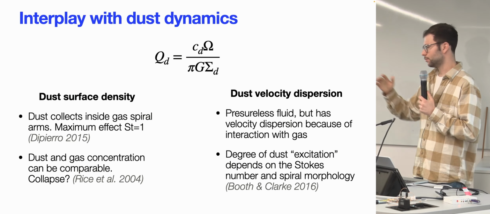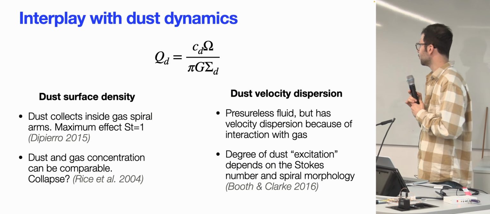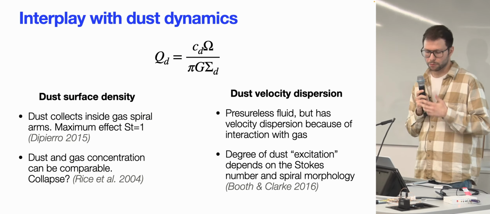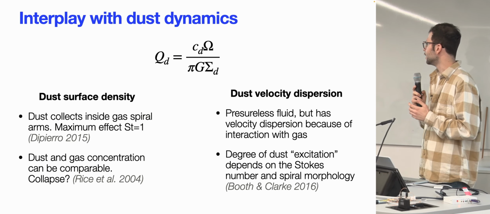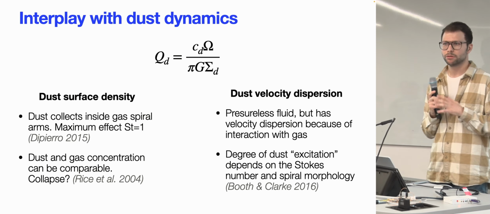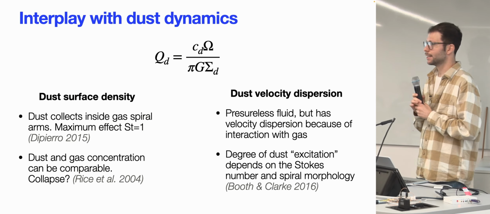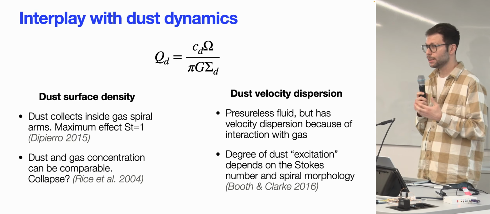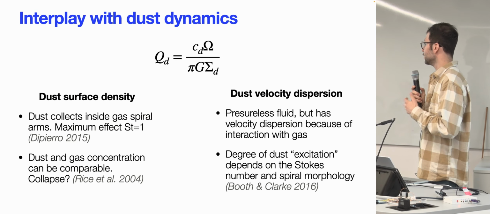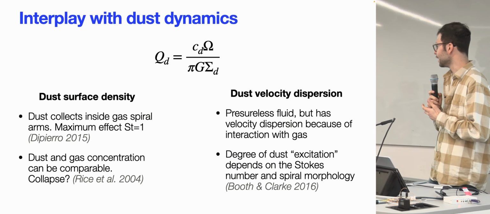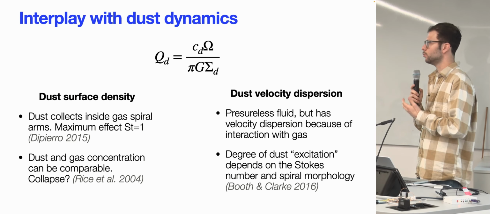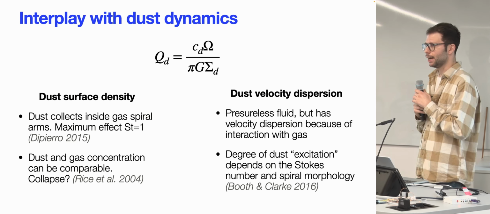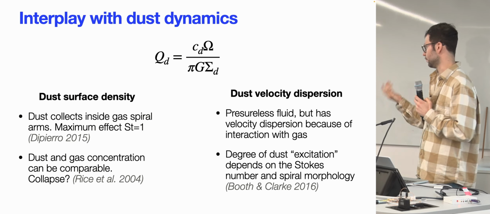But in order to prevent collapse, the dust also has a velocity dispersion. When we study dust, we usually model it as a pressureless fluid, so it has no thermal motions. But what the dust can develop is a velocity dispersion, so random motions, and these motions are generated because of the interaction with the gas. And it is possible to measure the degree of dust excitation, so how important the velocity dispersion of dust particles is.